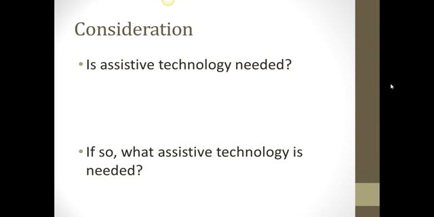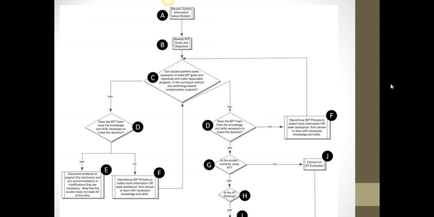In assistive technology consideration, we have two primary questions. Is assistive technology needed for the student to make reasonable progress and achieve FAPE? And if the answer to that question is yes, what assistive technology is needed? Let's take a look at this process in a little bit more depth.